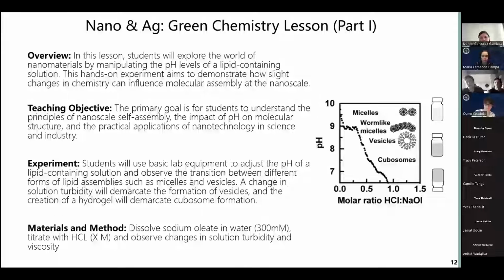300 millimolar is the highest concentration. You can practically make this in a classroom setting. If you do that, put it in a warm water bath. Warm tap water is actually enough. And disturb it.